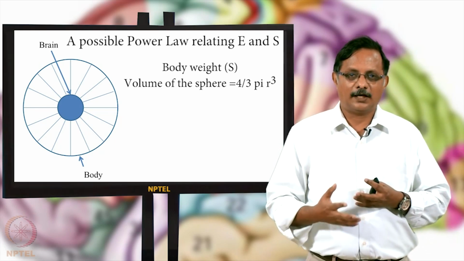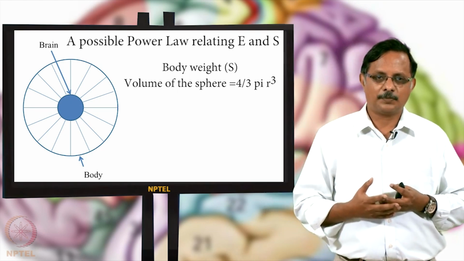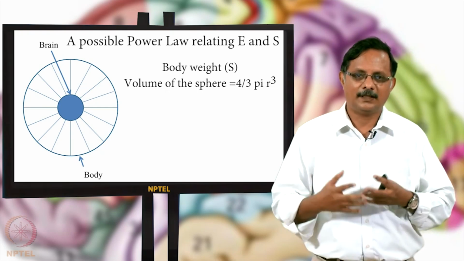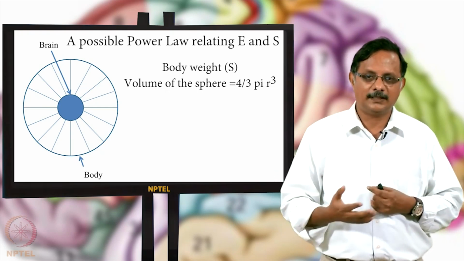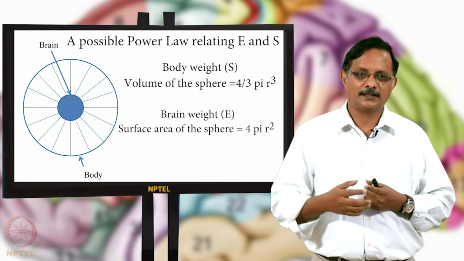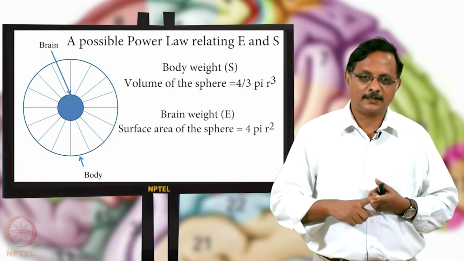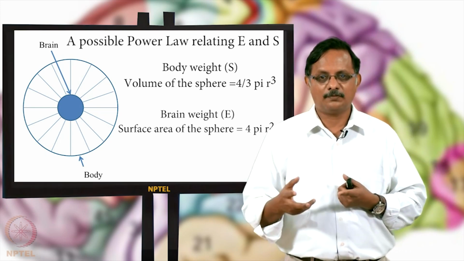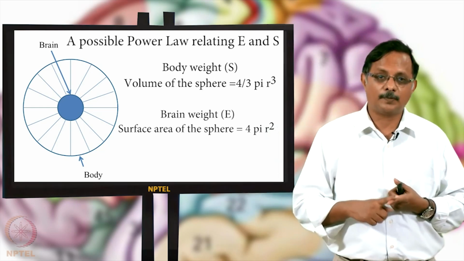So, the argument here is that body weight is proportional to the volume of the sphere, assuming the density is constant. Therefore, the volume of the sphere is 4/3 πr³, whereas the brain weight, since the number of fibers is proportional to the surface area, is proportional to the surface area of the sphere, which is 4πr².